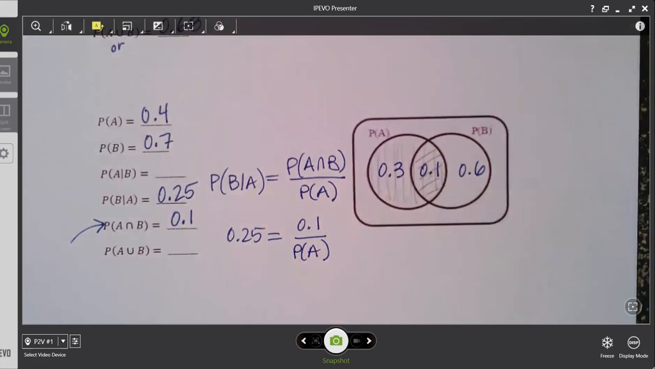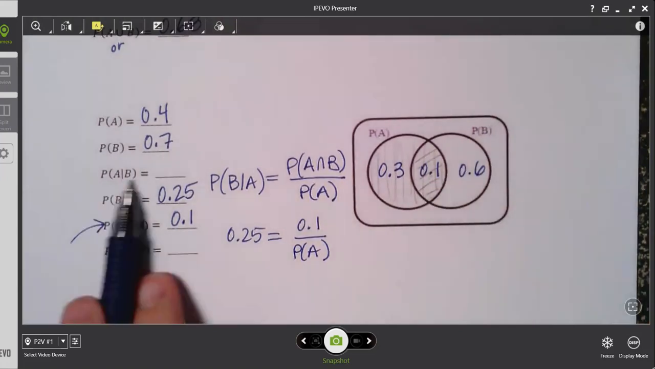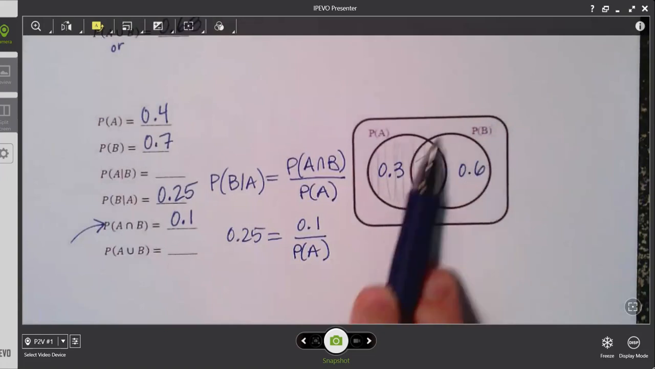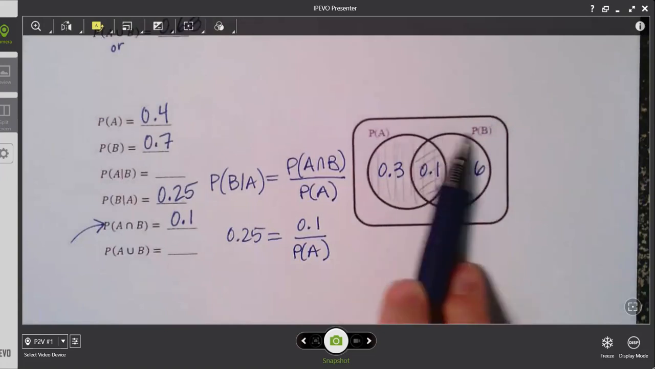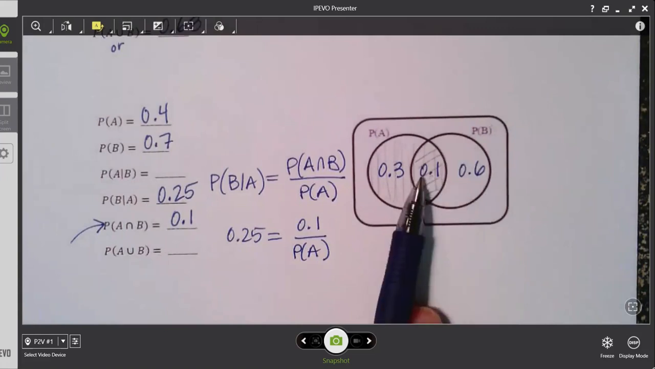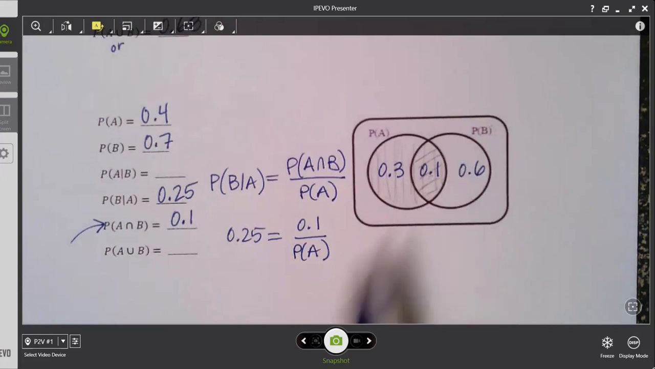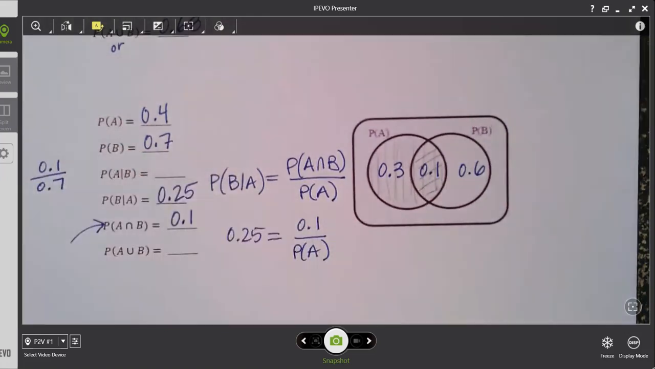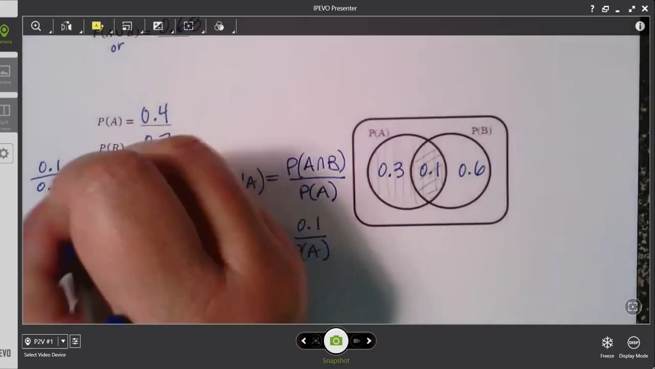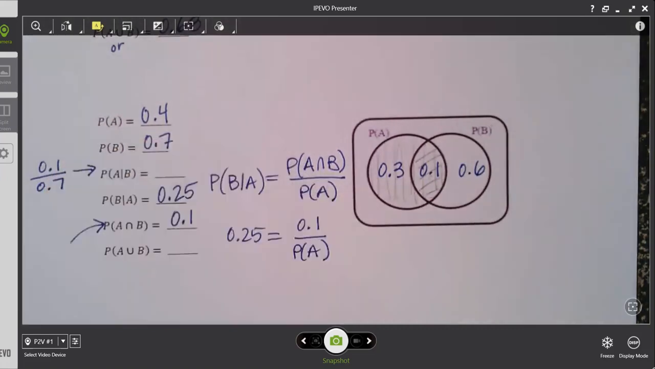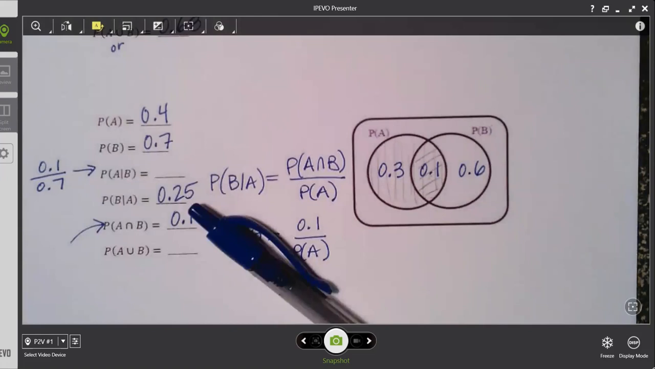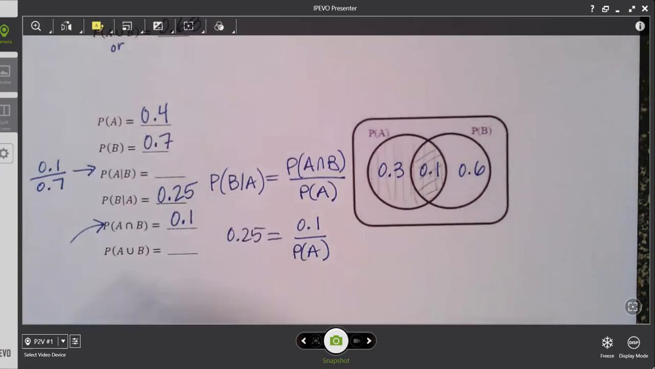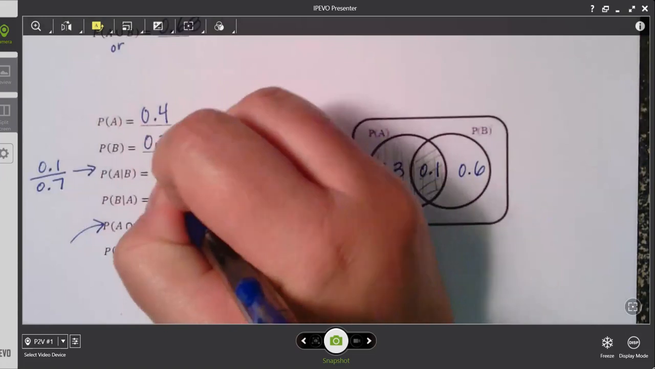So let's see. Now over here, probability of A given B, that means out of everything in the B, the probability that it's also in A, which is this part right here. So 0.1 out of not 0.6, but 0.7, the whole thing. That's 1/7. That's about 0.1. I think I calculated that wrong on my example. So 1/7. I actually don't have a calculator in front of me, so I'm using my computer. So you probably did it faster than I did. 0.14.